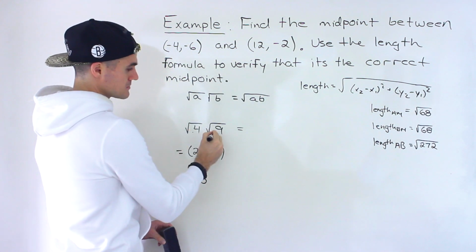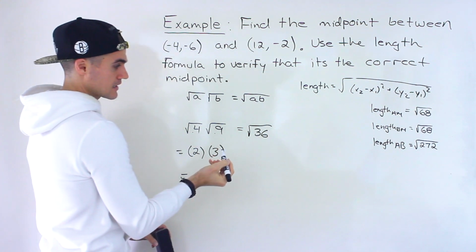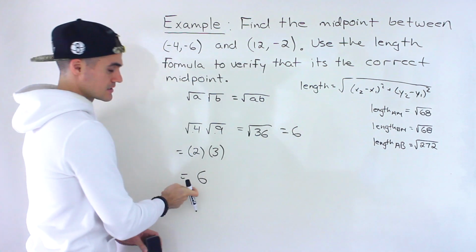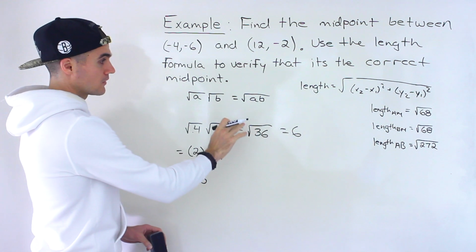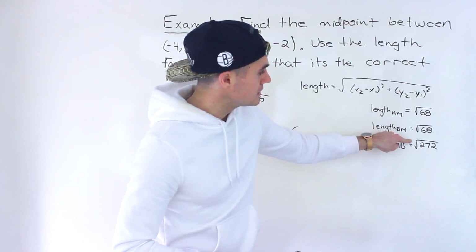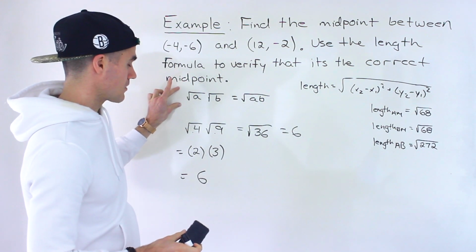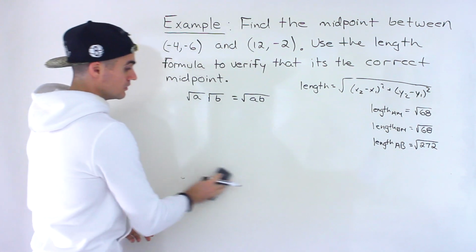Well, the square root of 4 times the square root of 9 is going to give us the square root of 36. And then what's the square root of 36? Well, it's 6. Okay, so that's another way to go about it. And so to show the relationship between these, we're going to have to use this formula here, this rule.